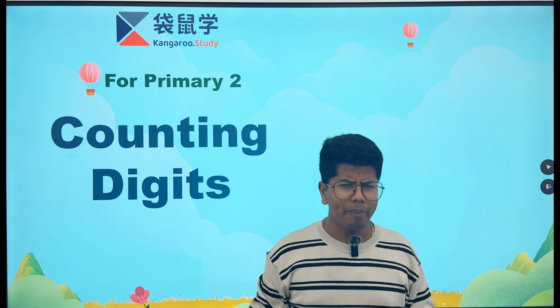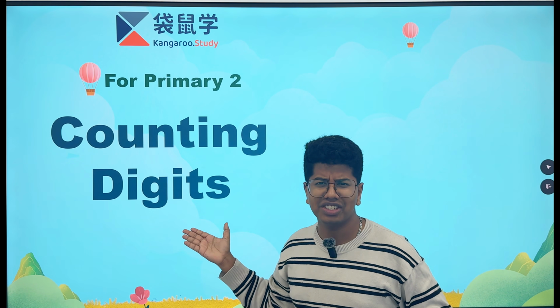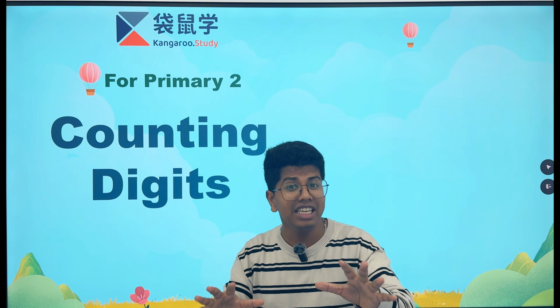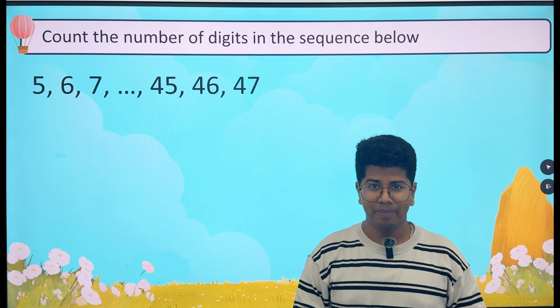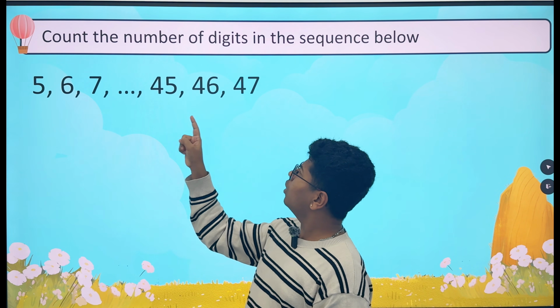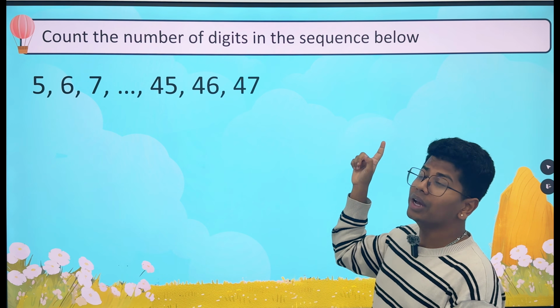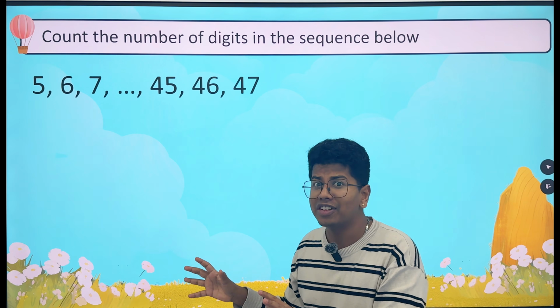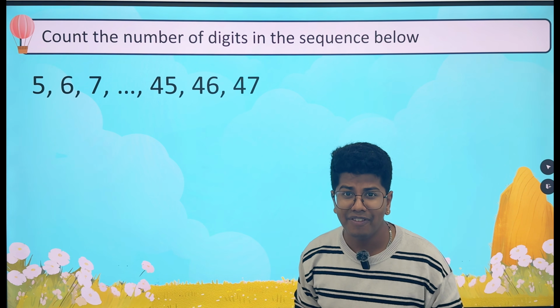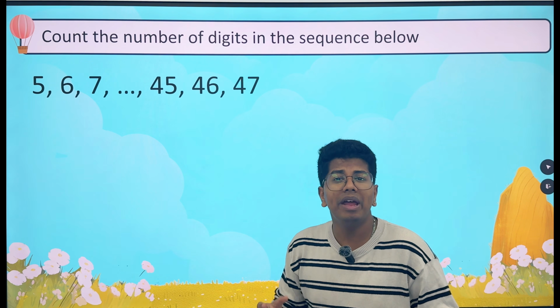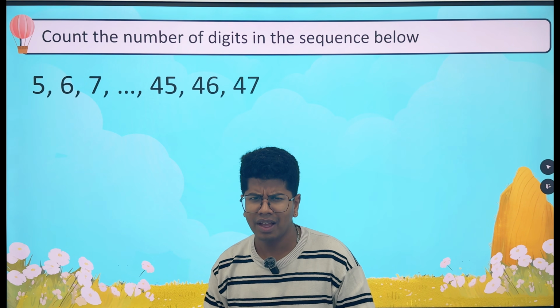The name of the topic is counting digits. Now, to understand this topic well, I have taken a question. Let's have a look. The question says, count the number of digits in the sequence below. So here I have a sequence which starts with 5 all the way to 47. I have to count how many digits are there.